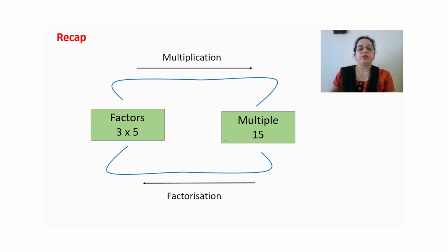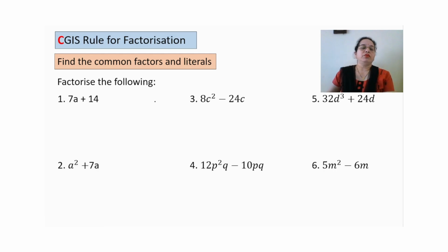3 multiplied by 5 will give you 15. So this process is known as multiplication. When we say that factors of 15 are 3 and 5, it means we are going to break this 15 into smaller parts. So this process is known as factorization. When we multiply and get a bigger number, that is known as multiplication. When we make small parts of that number, those are known as factors. Okay, so let us start with today's topic.